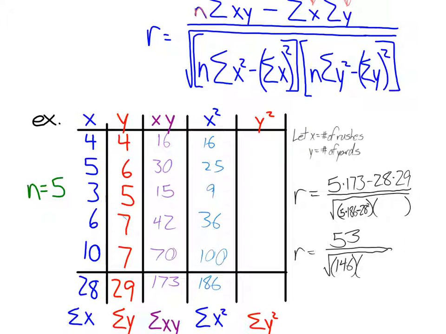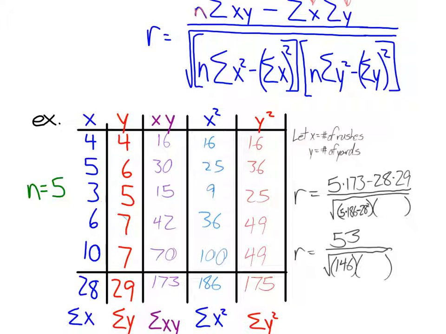Okay. So now let's look at the second set of parentheses. In the second parentheses, would you do y squared first and then the sum of that? Yes, that's why we have this column right here. We're going to square all the y's and then add them up. Okay? So the y squareds are going to be 16, 36, 25, 49, and 49. Okay? So that's going to be 175.